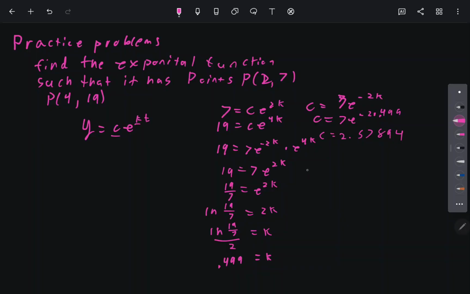So our final equation would be y is equal to 2.579, I'm going to call it, times e to the negative 2 times 0.499t. And that, my friends, is the equation for our function with such points. Of course, you can clean up that exponent a bit, but I'm not going to here. Let's erase and do another problem.